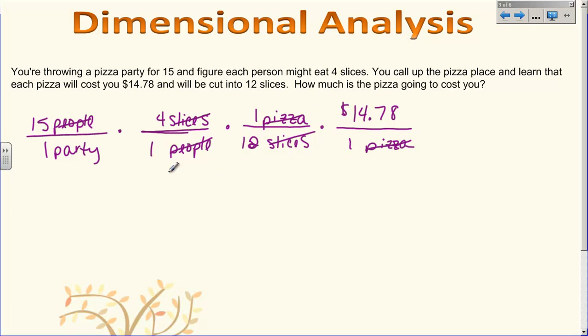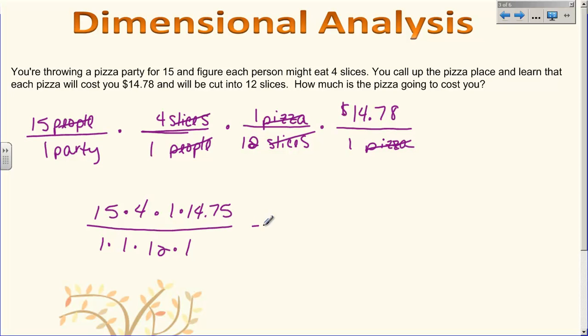Now I do know that I have 2 different units left. I have dollars per party, which is what I want to know. How many dollars is it going to cost me for my one party? All of my other units have cross-canceled each other out. What is remaining are just numbers, and the numbers are going to tell me how to solve this problem. So I'm going to have all my numerator. I have 15 times 4 times 1 times 14.78. That's across the numerator. And then in the denominator, I have 1 times 12 times 1.